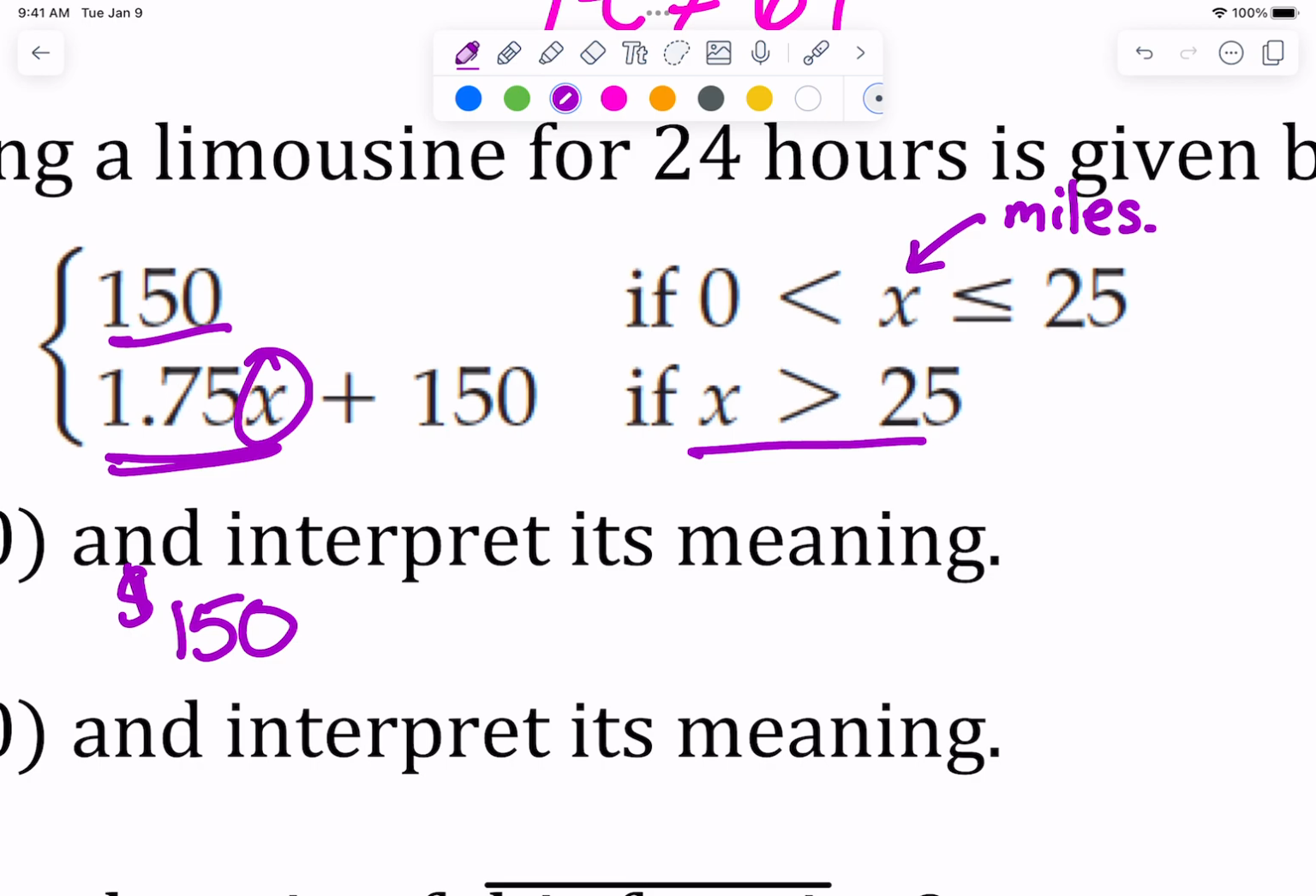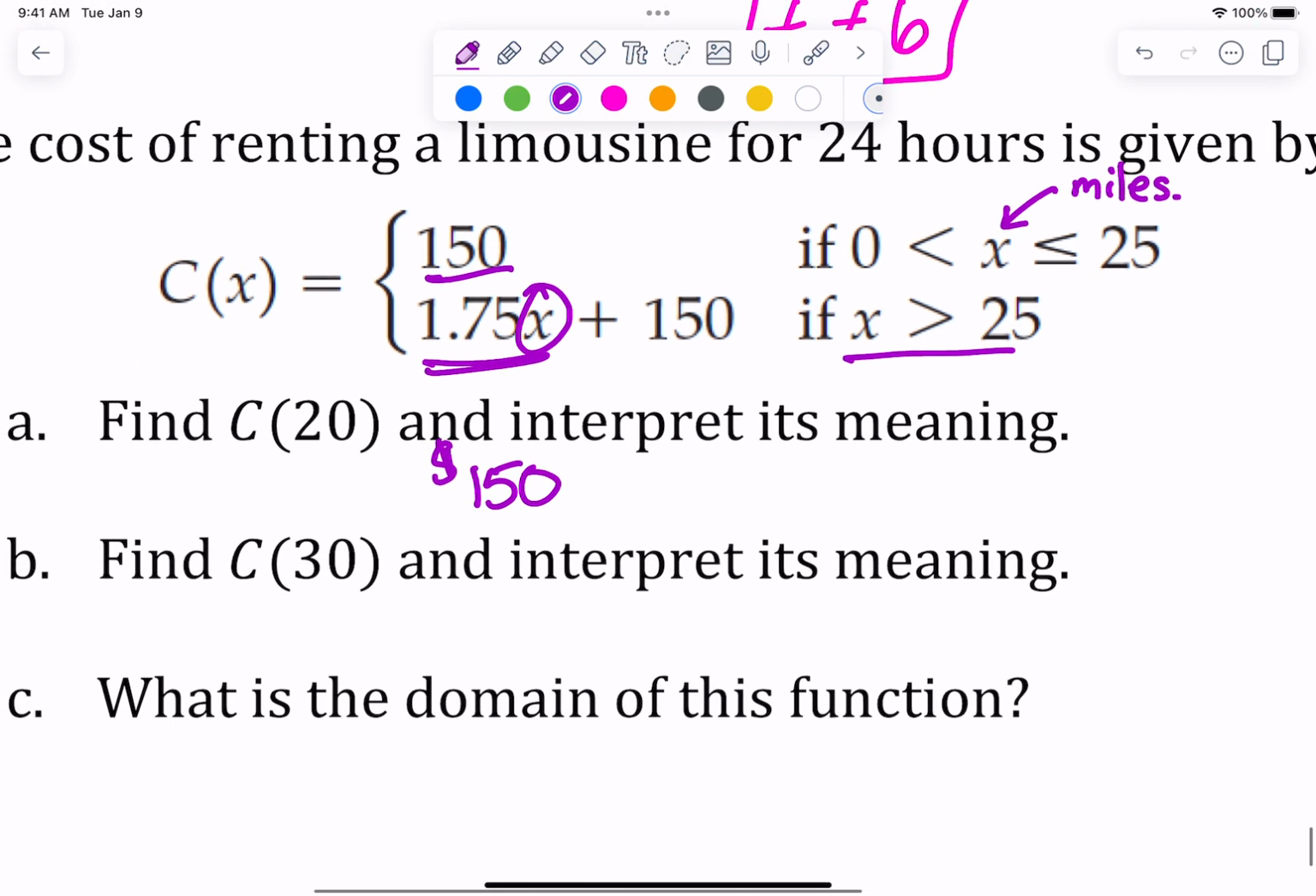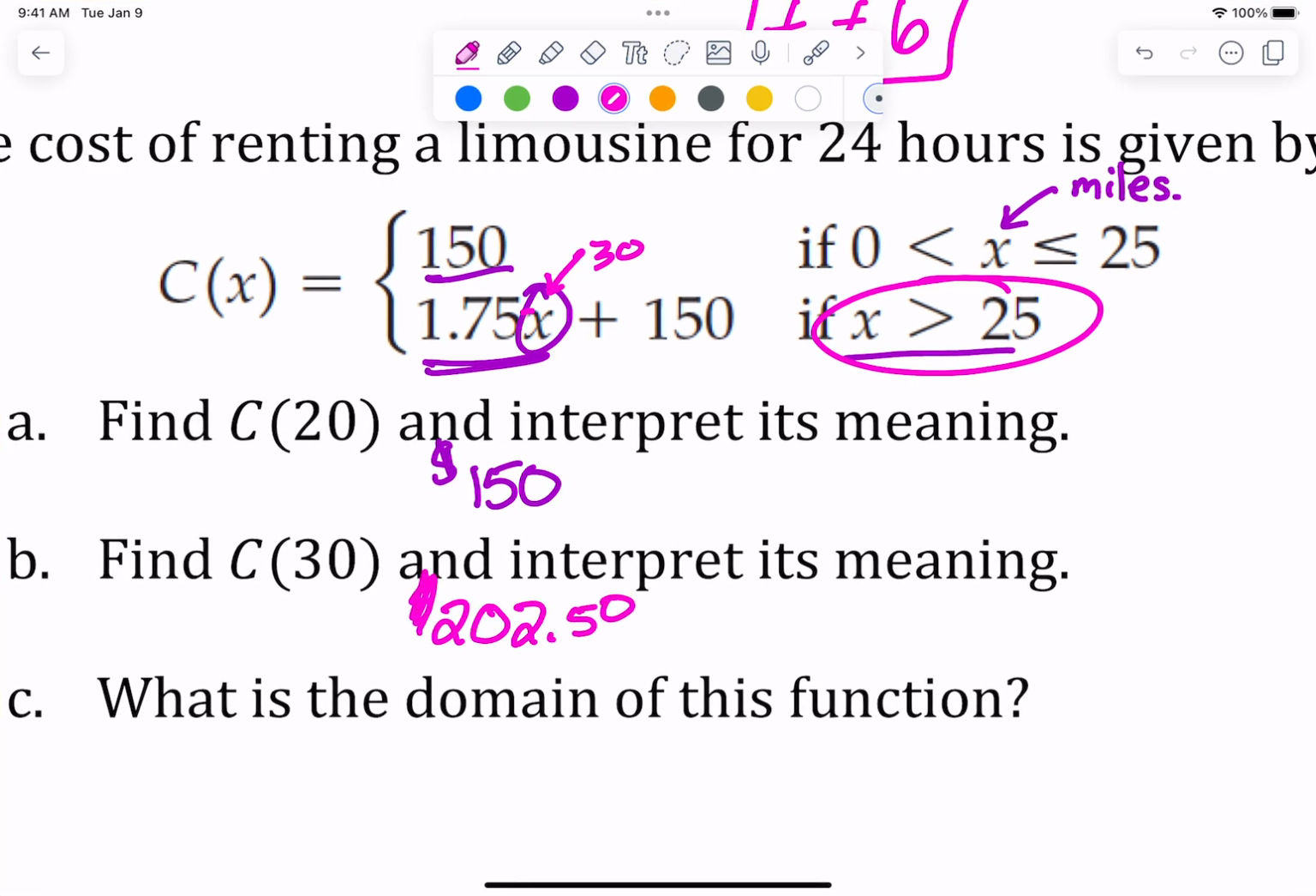Okay, so if we drive 30 miles, 30 miles is greater than 25, so I'm going to plug 30 in here, and 30 times 1.75 is, I don't know what that is. You get 202.5. Perfect. $202.50, because 30 exceeded the 25 mile max. What is the domain for this function? Domain means what X can be and what X cannot be.